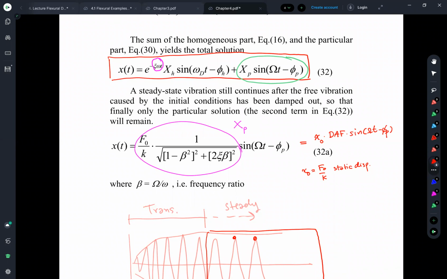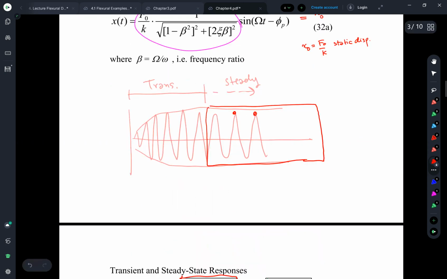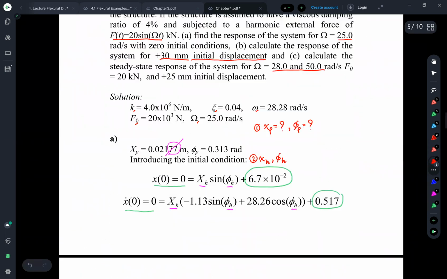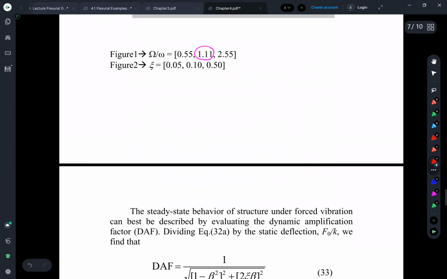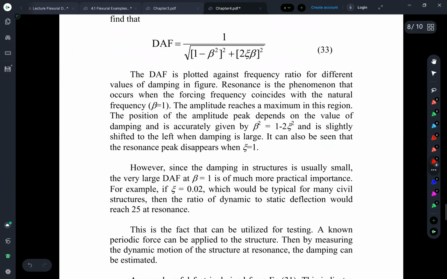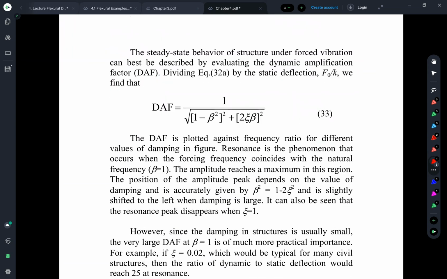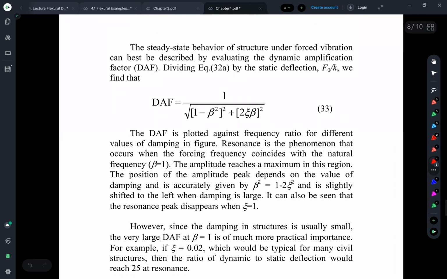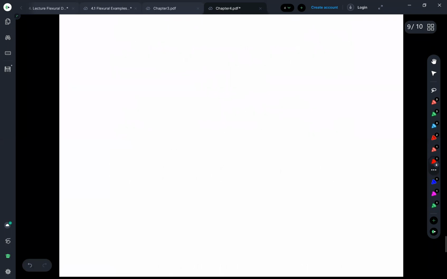But today we will look at the DAF, or dynamic amplification factor, for the case of the harmonic force. So the term is something like 1 over the square root of something in beta, right? And this is exactly the term written down here. And if we look at this one, okay, it's better to plot. See the plot.